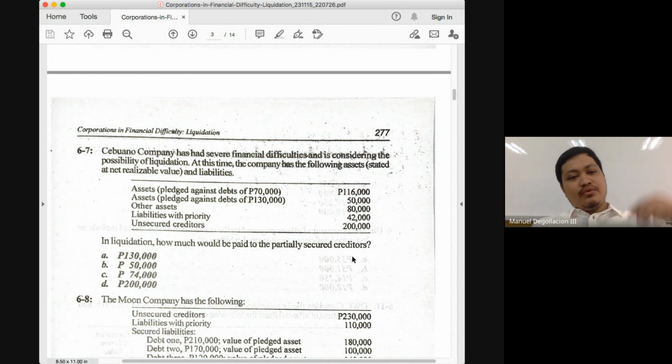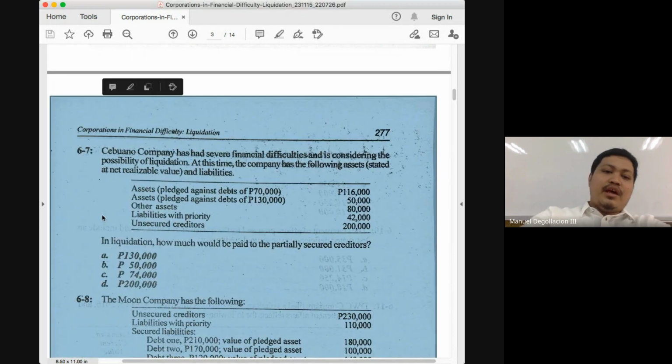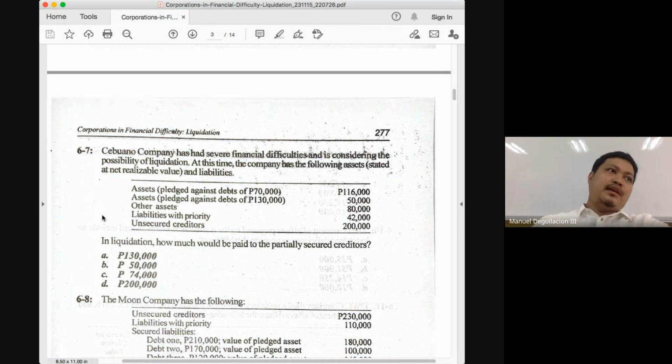Now, going to the question in this problem, how much will be paid to partially secured creditors? How much was the partially secured liability? 130. Do we multiply the 130,000 with a 30%? No, we just multiply it with the unsecured portion. How much was the unsecured portion again? 80,000. So 80,000 times 30% will give you 24,000.